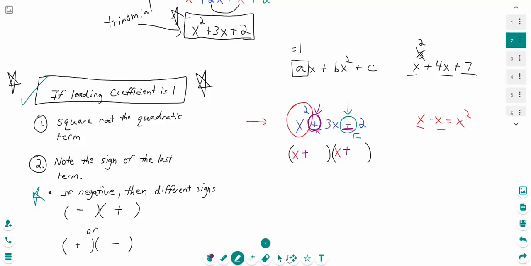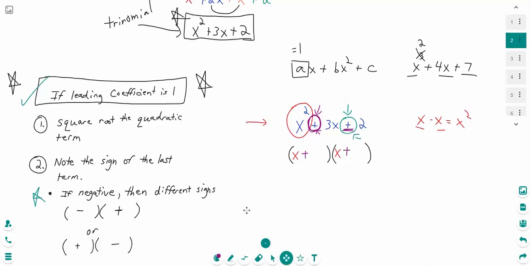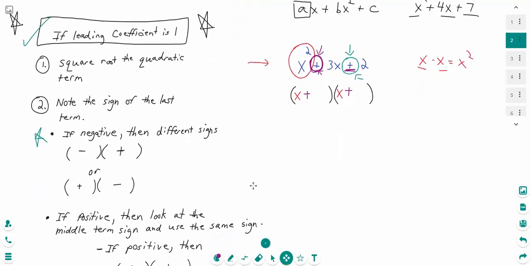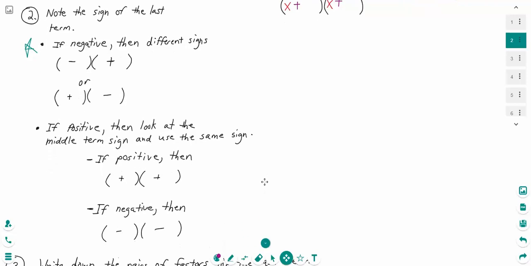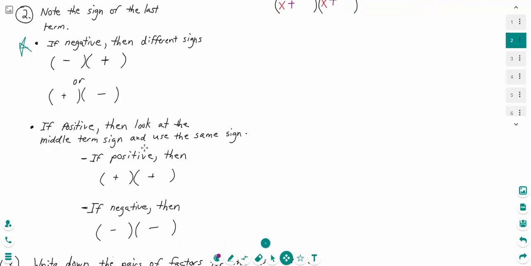Very good. Now, I'm going to pause here for a second because I want to show you that whole rule right here. You haven't seen this part yet. Why don't you go ahead and pause the video and write the rest of this down. You have half of it written down. You need to write down what happens if the last term's sign is positive. So write down this section right here.